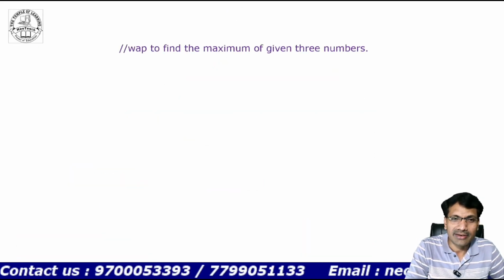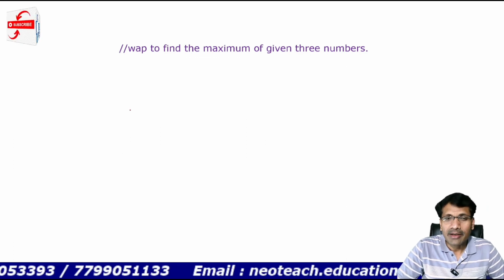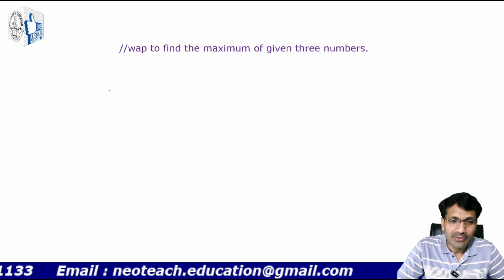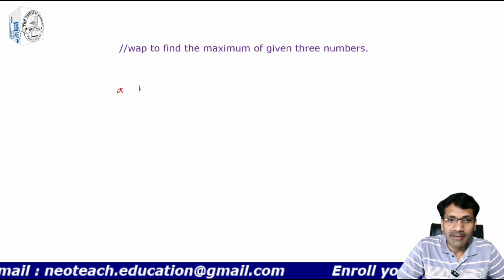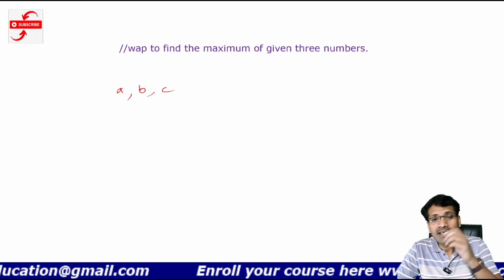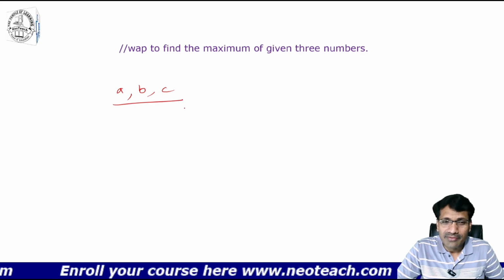Okay, so this is the way this executes. Now let me explain one program here. Write a program to find the maximum of given three numbers. This is our requirement. So we need to input A, B, C, three numbers, A comma, B comma, C, right? For this, first we are giving three values as input values.